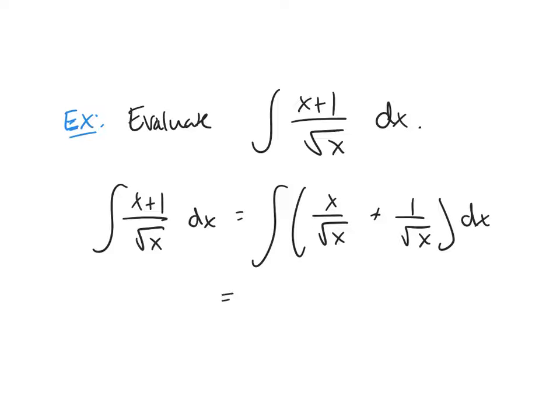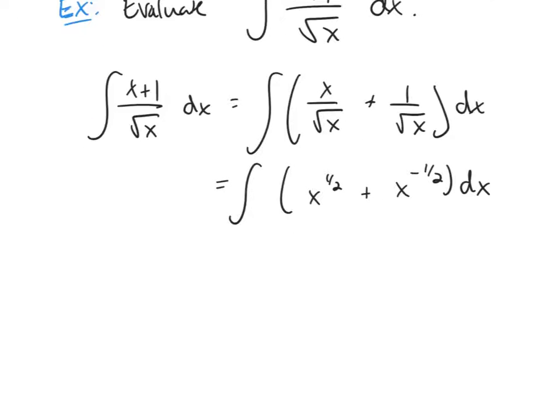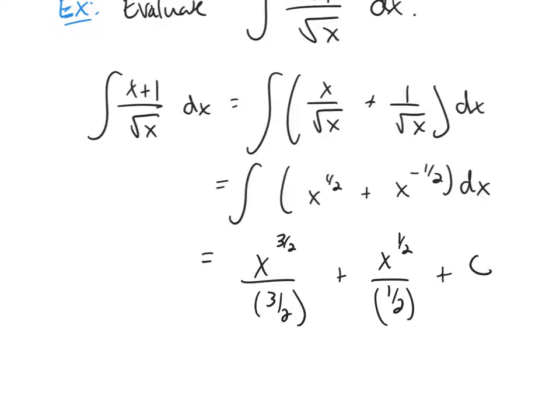And so here you're going to simplify. You'll get x to the 1/2, and this will be x to the negative 1/2. And now you're going to do the reverse power rule here. So this will be x, if you add 1, it'll be 3/2. If you add 1 to negative 1/2, you'll get a positive 1/2. And don't forget the plus c.